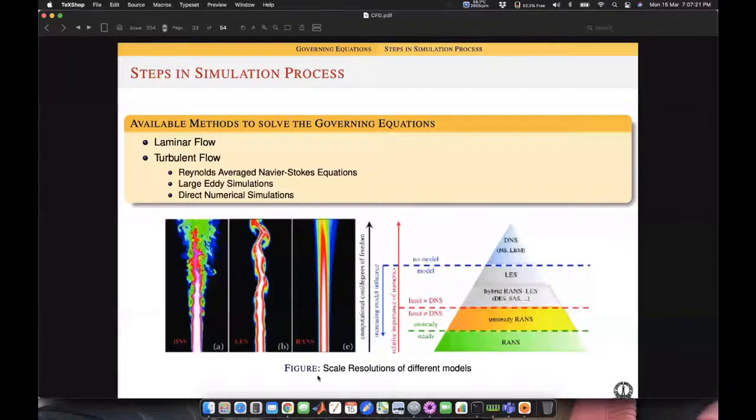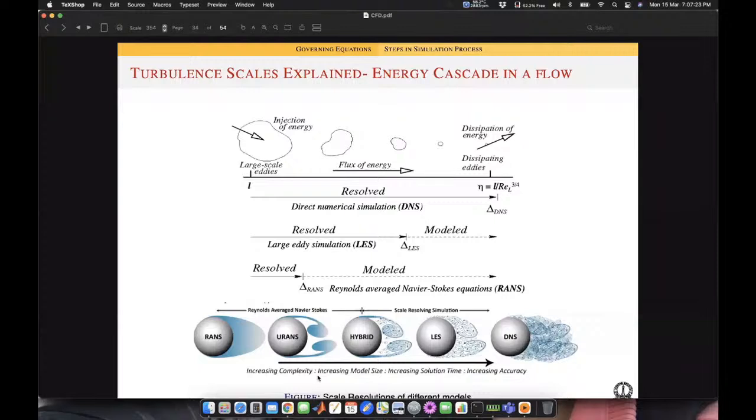And as I said, this picture also defines this. RANS will give you a wake region behind the cylinder, but you don't see any separation regions clearly. Unsteady RANS will give separations, but it doesn't resolve the eddies properly. Hybrid RANS and LES will resolve, but it is not that great. LES will resolve most of the eddies, but it doesn't resolve every structure in the flow field. Whereas DNS will give you the complete picture.